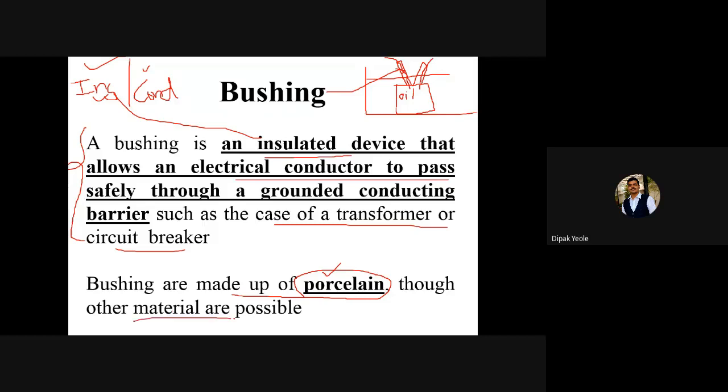Though other materials are possible, there is a lot of research going on in the field of bushings. Today we might have seen glass bushings also. Glass bushings are also available for our transformer, so that is another material which can be used for the bushing.